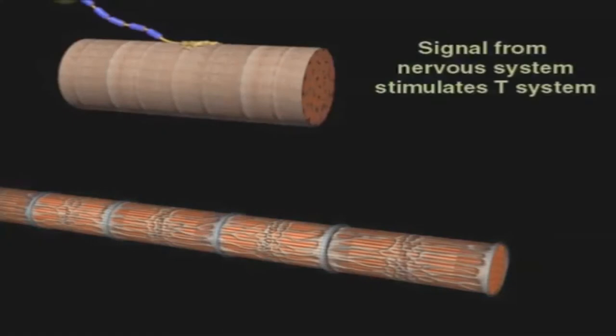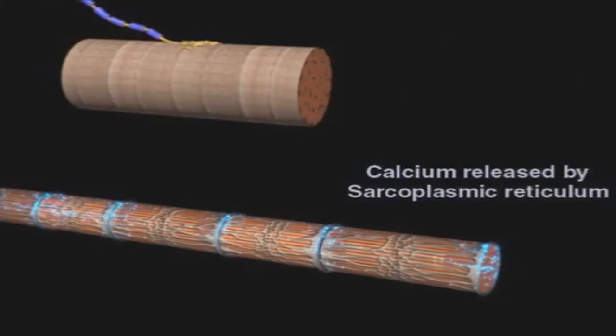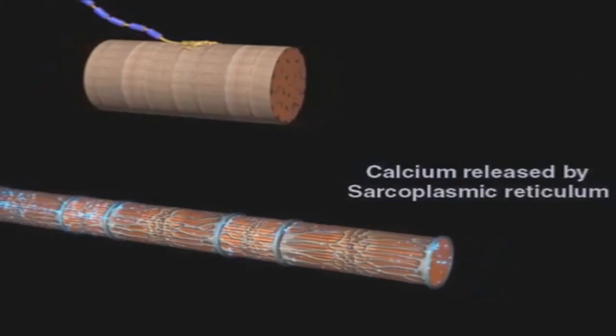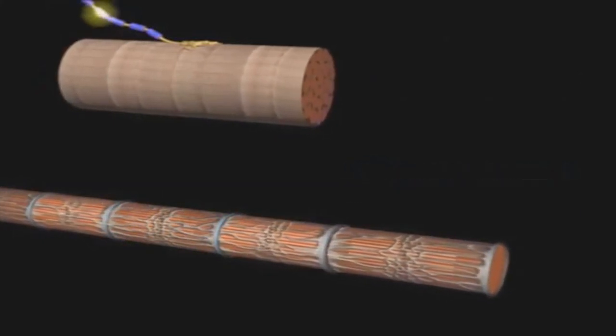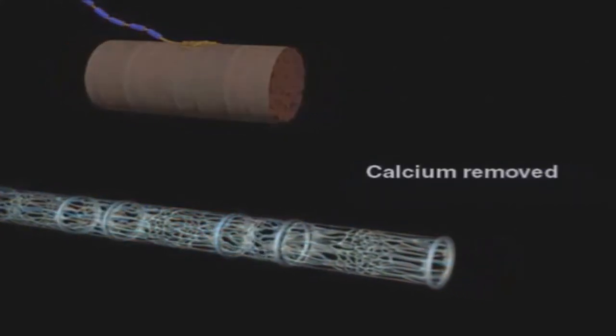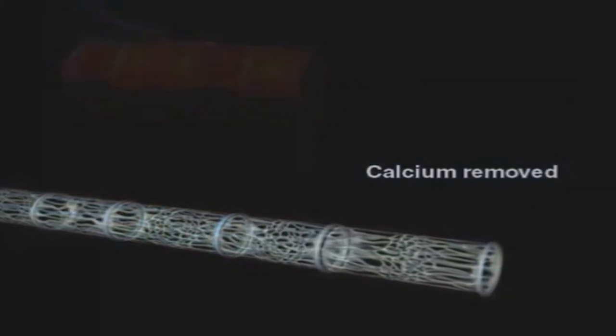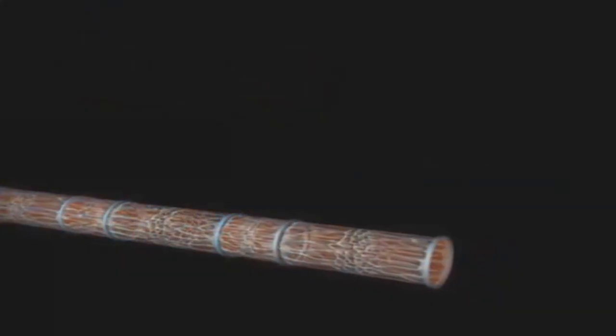So this is the electrical signal which is coming, releasing the calcium. From the sarcoplasmic reticulum, the calcium is released. Contraction. Calcium removed, relaxation. Contraction due to calcium, relaxation due to removal of calcium.